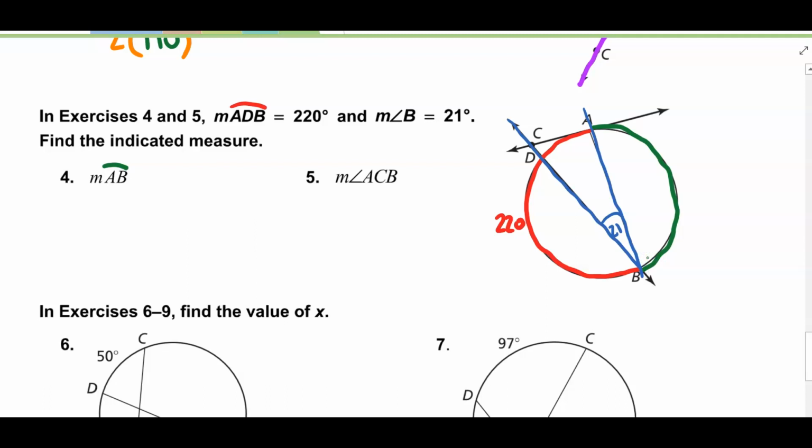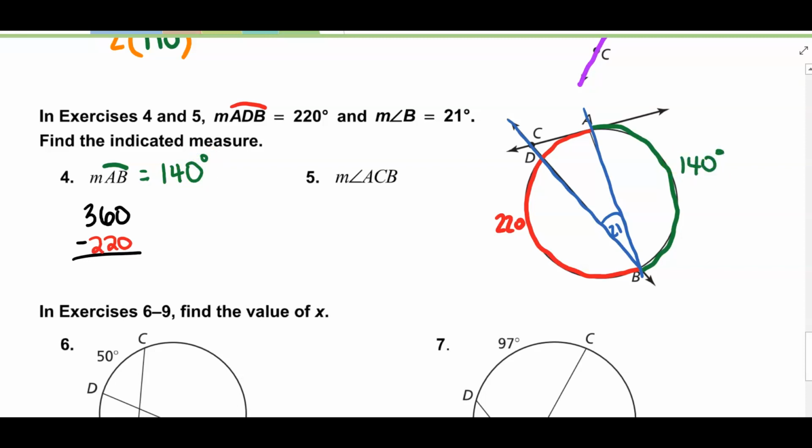And well, hey, notice that the red arc and the green arc make up the entire circle. And the red arc we know is 220. So if I do the full circle, 360, minus the 220 we know, we're going to get our other arc AB. So 360 minus 220 tells us that this arc AB is going to be 140 degrees.